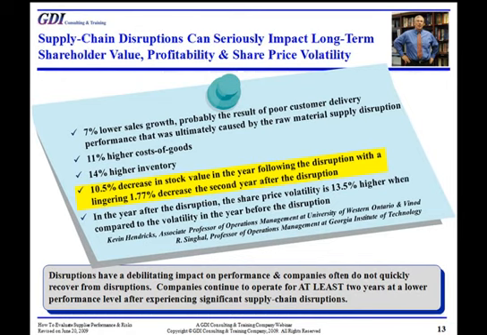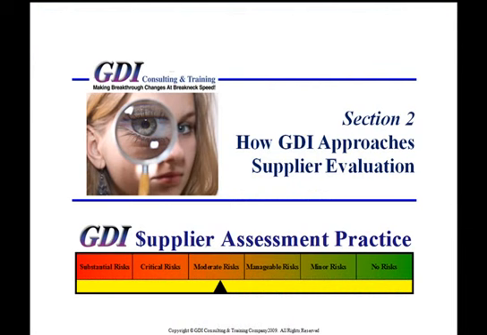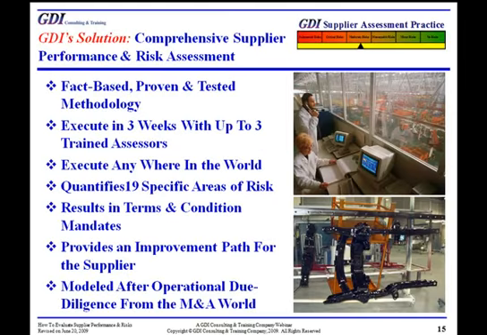In the year after the disruption, we saw share price volatility swing about 13.5% more than it did compared to the volatility in the year before the disruption. So disruptions clearly have a debilitating impact on performance, and companies often don't recover from these disruptions quickly. So companies are going to continue to operate for a year or two at a lower performance level as a result of these disruptions. So let's try to move on to how GDI approaches supplier evaluations.